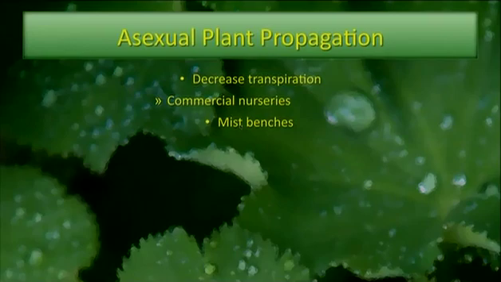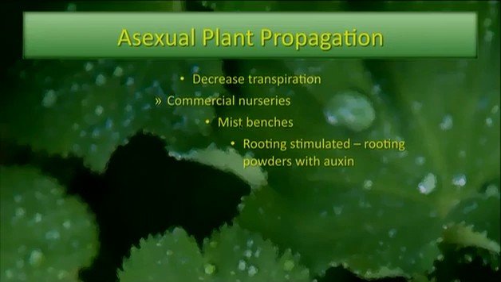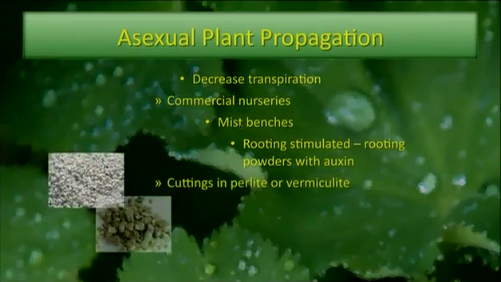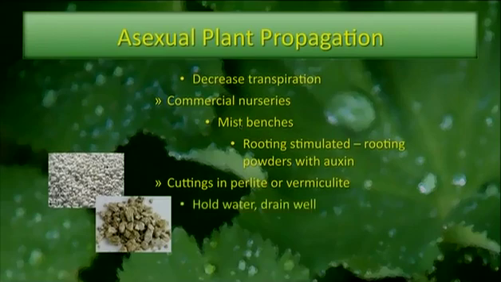These mist benches can actually stimulate rooting with rooting powders, such as with auxins in them. Rooting hormones, right? And they'll usually pot them in perlite or vermiculite, or have trays of perlite or vermiculite. These are inorganic substances, like volcanic rock that's been puffed up. They hold water and drain well. It's kind of a hard thing to do, to hold water and drain well at the same time, but that's what's necessary to prevent the cuttings from getting diseased if they're too wet.